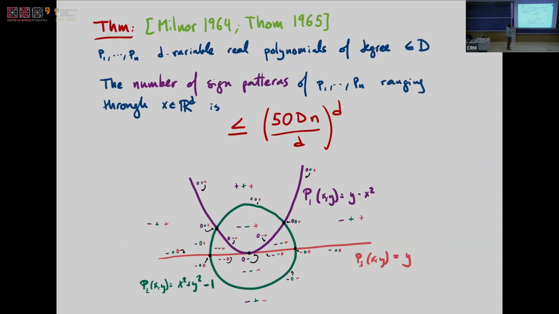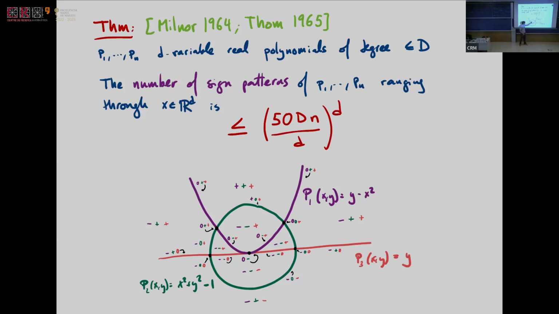Let me tell you how you prove this. You use this theorem by Milnor and Thom that bounds the number of sign patterns of polynomials. You take some real polynomials, and every point will evaluate either positive, negative, or 0 on each polynomial. That's what I tried to describe with this small picture. This theorem bounds the number of different sign patterns that will appear. So this point, for example, is negative on the first. Actually, this is wrong, I think this is positive. Sorry for the mistake.